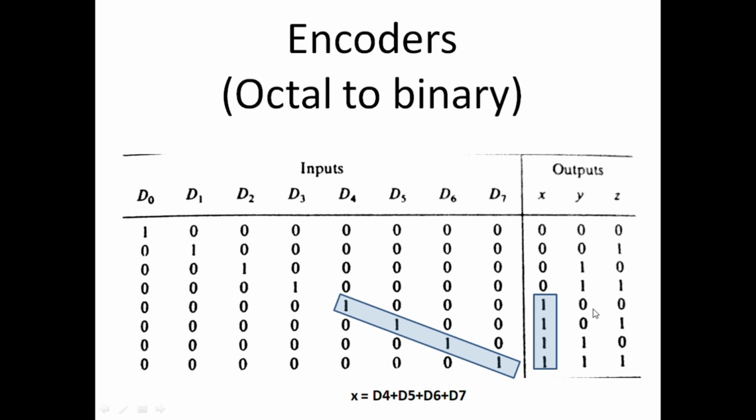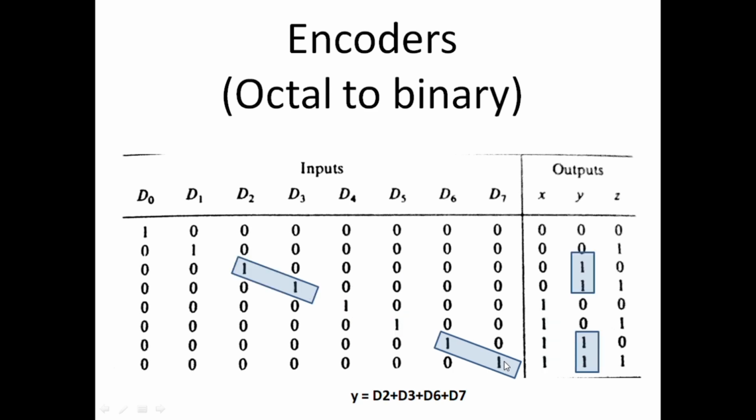So it is very simple, just OR the input variables where the output is 1 at that particular time. For example, for x, the last 4 values are 1, so we just ORed the input variables where they are 1. So d4 is 1, d5 is 1, d6 is 1, and d7 is 1.